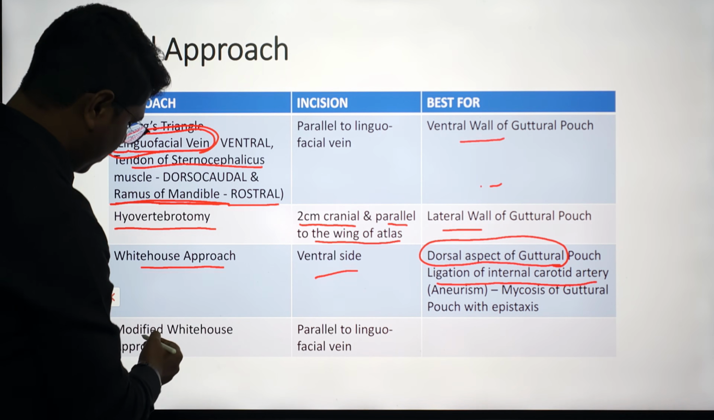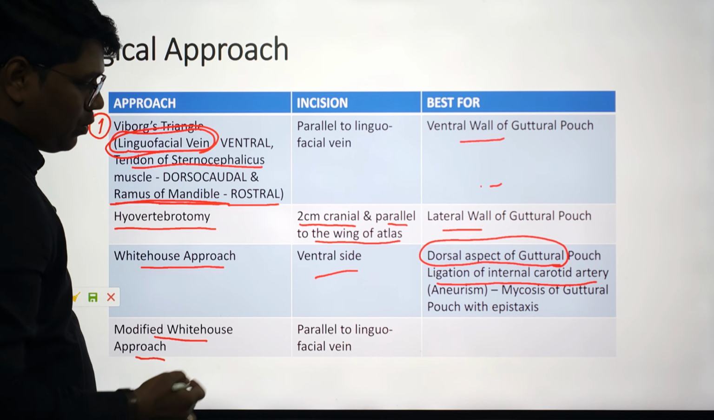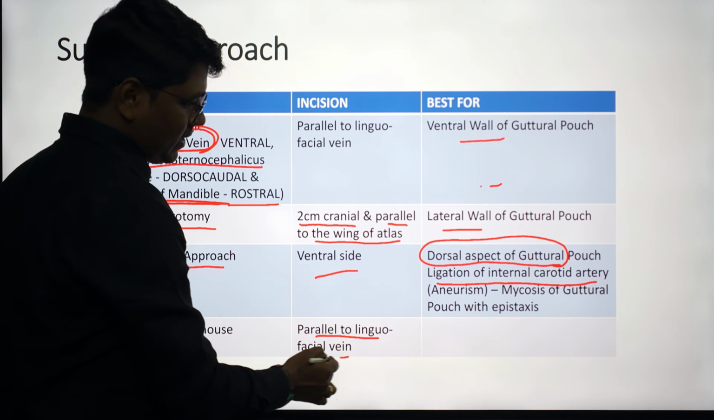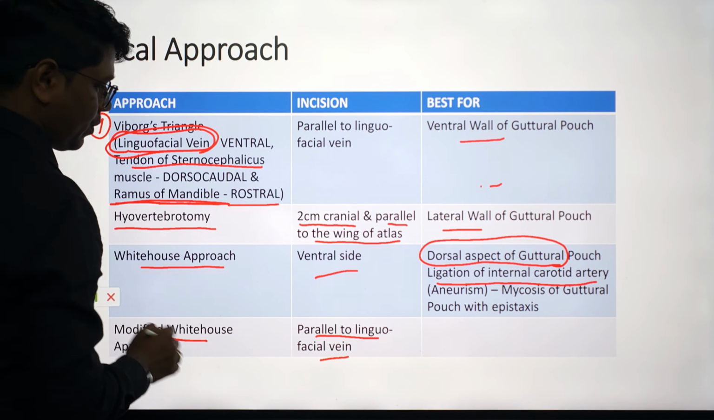A slight modification is the modified Whitehouse approach, where the incision is given more parallel to the linguofacial vein. Let us see the images of the approaches.